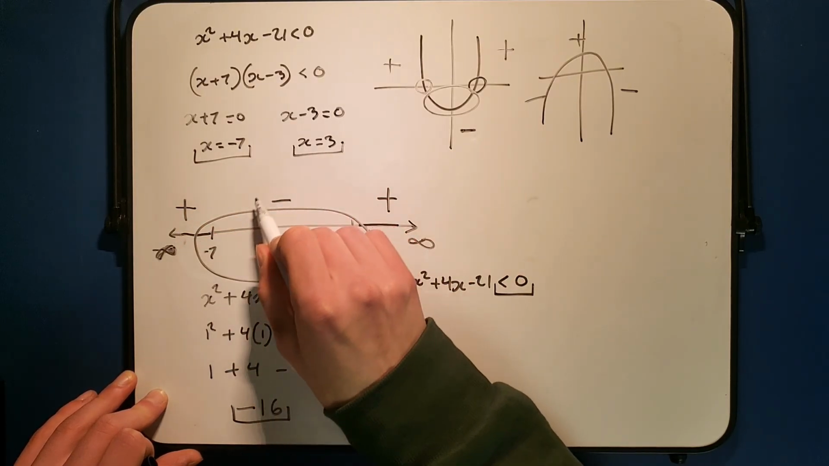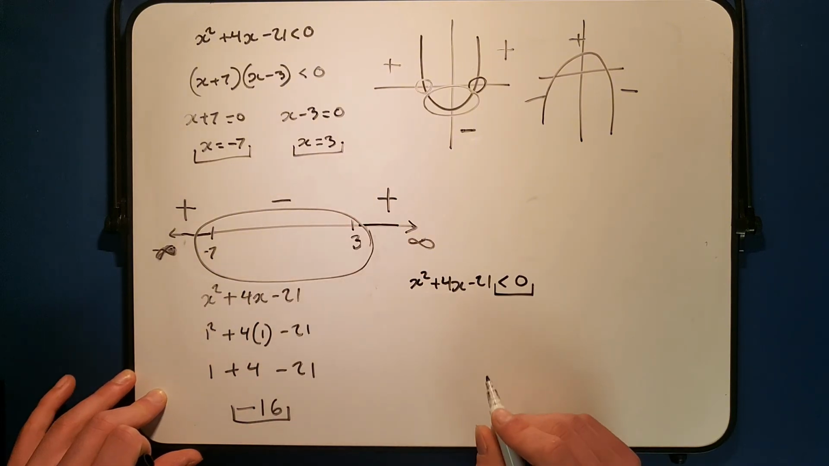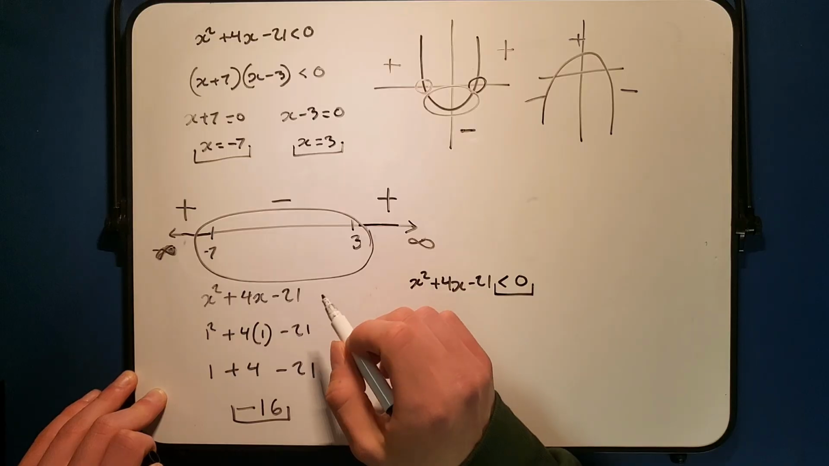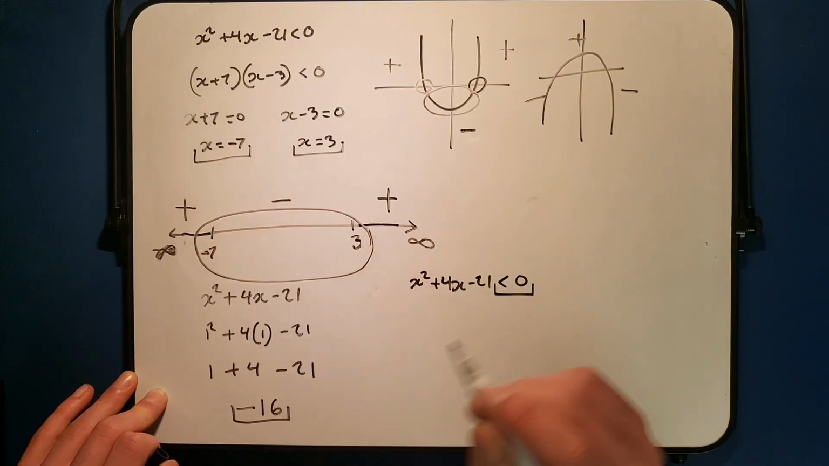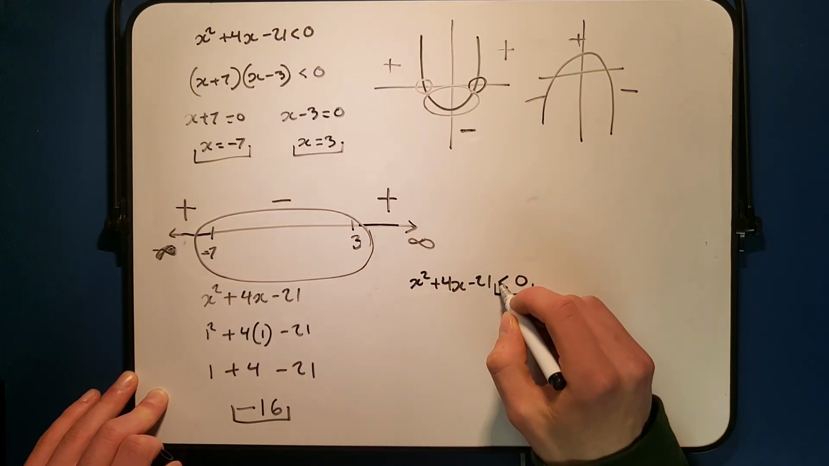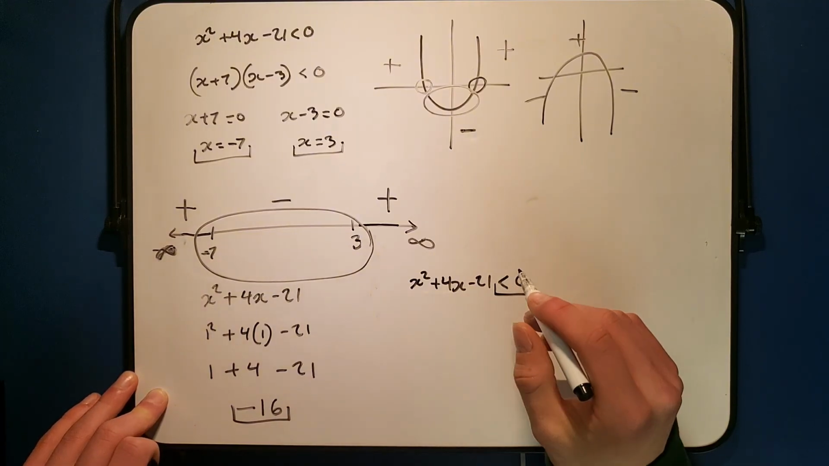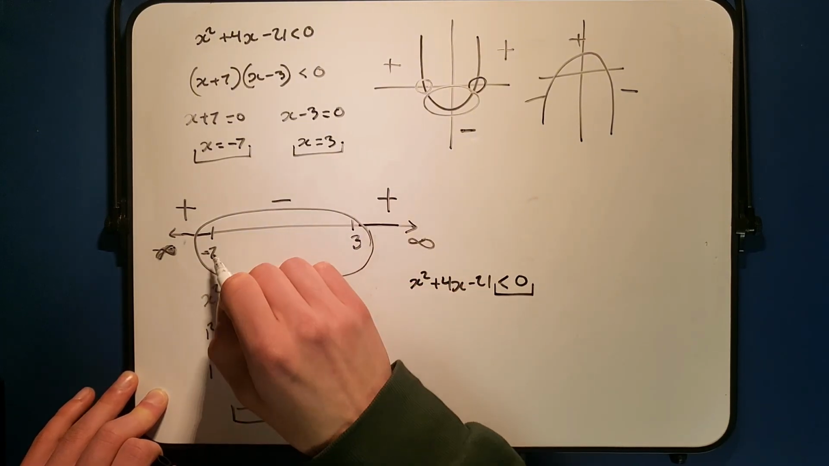Because these are our negative results. So if we plug in any number from -7 to 3, we will get negative results. Now, this inequality is not an equal to or less than. It's only a less than. So we need to exclude these two terms.